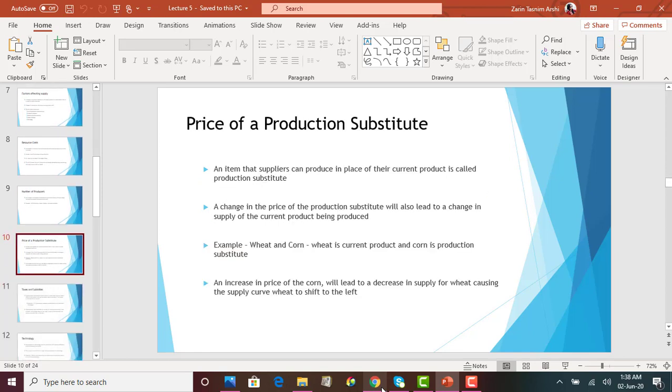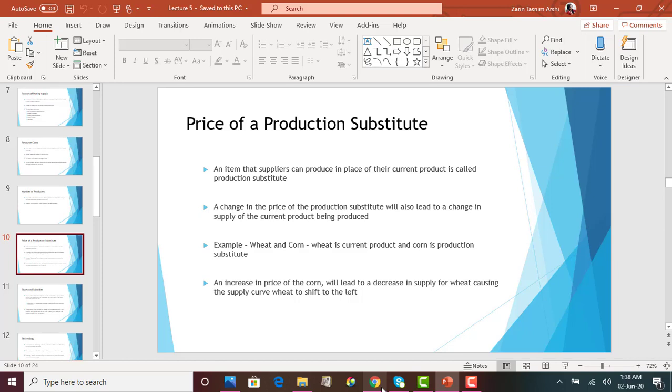The next one is called the price of production substitutes. Okay, so what is a production substitute? A production substitute is an item that suppliers can produce in place of their current product. So let's say I am producing boots. Instead of boots, I'm going to produce sandals. So they are kind of substitutes to one another. Basically, the materials that I will be using or the labor skills that will be needed to make a boot or the sandal are very similar. Okay, so they are called substitutes.